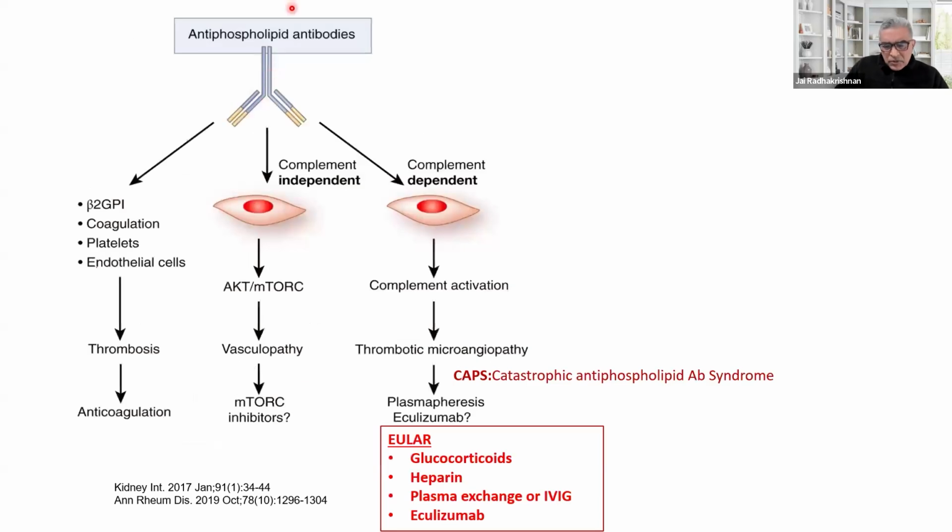A word about antiphospholipid antibodies. We know this causes large vessel thrombosis. It's also been associated with small vessel vasculopathy. But there's a small subgroup of patients, typically with CAPS, catastrophic antiphospholipid antibody syndrome, where both experimentally and in patients, you can see activation of the complement system. And in these patients, other than giving immunosuppression and plasmapheresis, one may consider a C5 inhibitor like eculizumab to quieten the disease. And it's been shown that it does work in this situation.